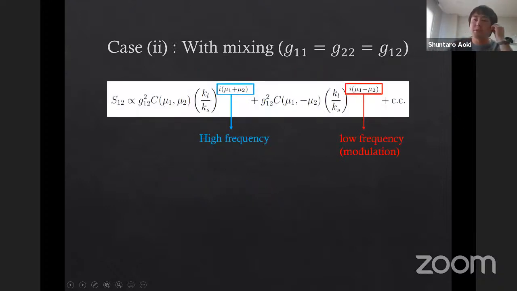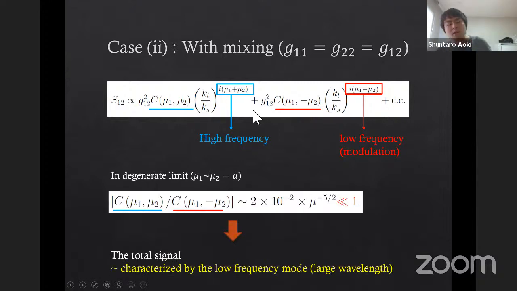And remember the expression of the mixing terms. We found it contains two kinds of frequency, high frequency and low frequency. And I said the low frequency is specific to the multi-field system. Actually, in the degenerate limit, where mu1 equals mu2, we have analytically shown that the coefficient of each frequency satisfies this kind of relation. So you can see this ratio is quite small. That means the low frequency mode always dominates over the high frequency mode in the degenerate limit.